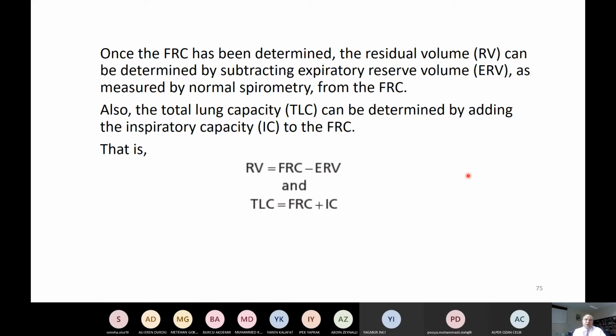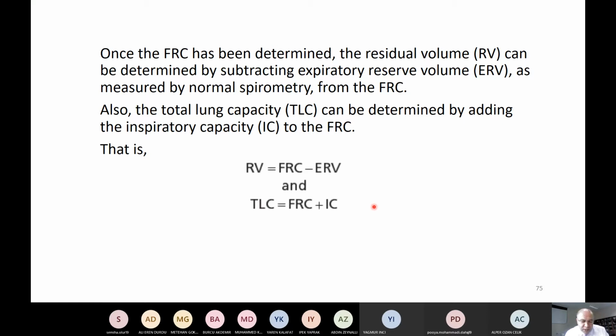After measuring functional residual capacity by the helium dilution method, we can subtract expiratory reserve volume so that we can find residual volume. Okay, once we know residual volume, then we can also get to the total lung capacity by adding functional residual capacity plus inspiratory capacity, or by adding vital capacity plus residual volume, we can reach total lung capacity.